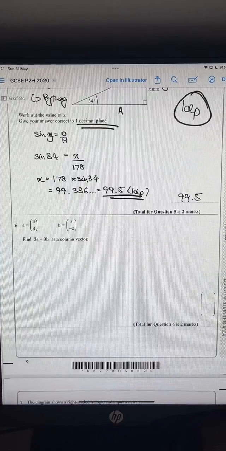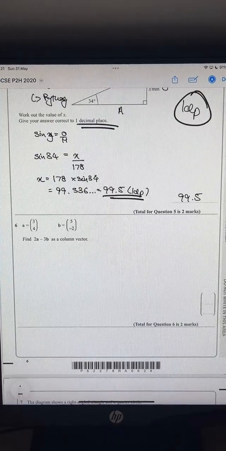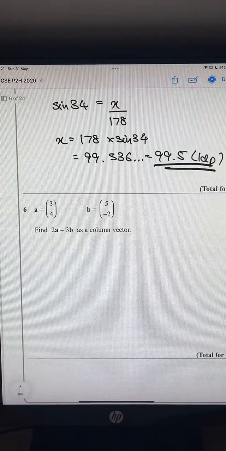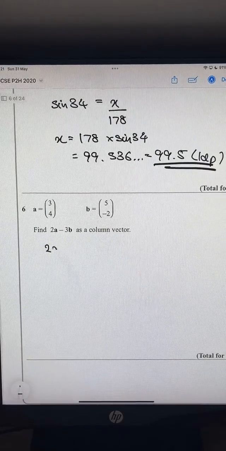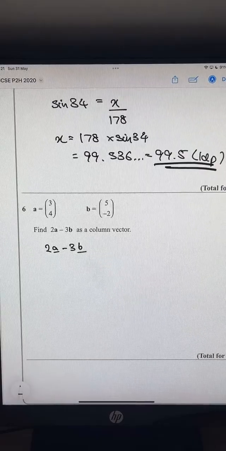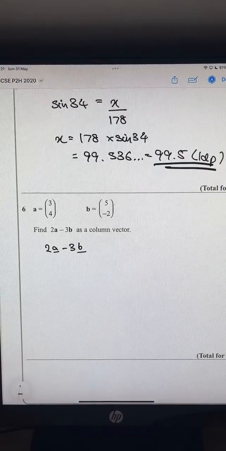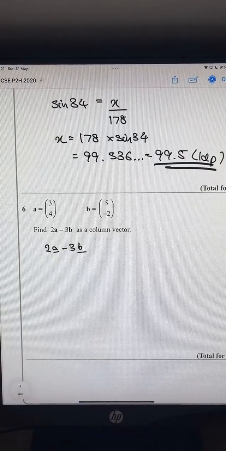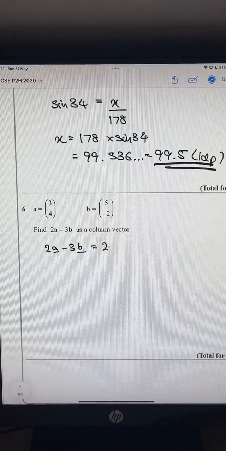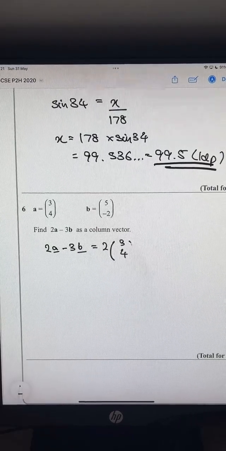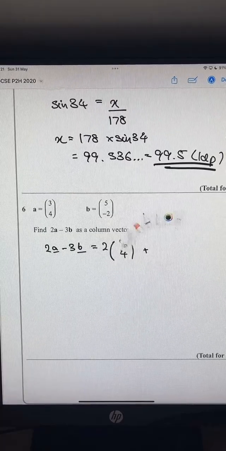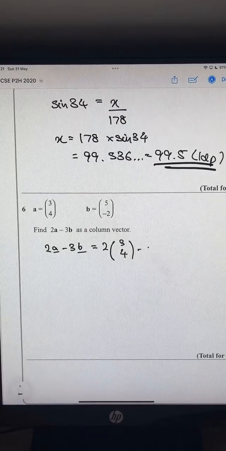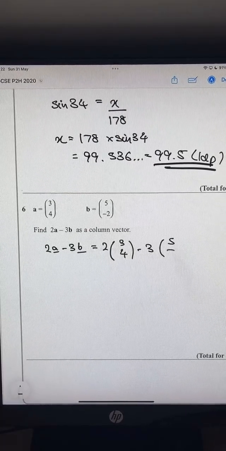Okay, nice little question 6 now is column vector arithmetic. So here it's just about substitution. So I've got 2a minus 3b. I like to rewrite this out just to make sure I've understood what the question is, just so I don't make a silly mistake. And then just replace your a with the column vector 3 and 4, and your b, so minus b, my bad, minus 3 times 5 and minus 2.